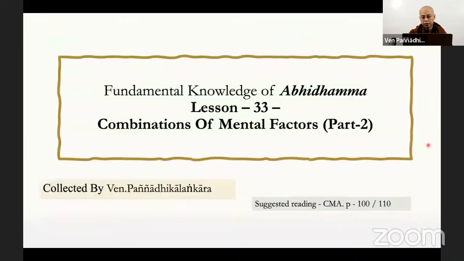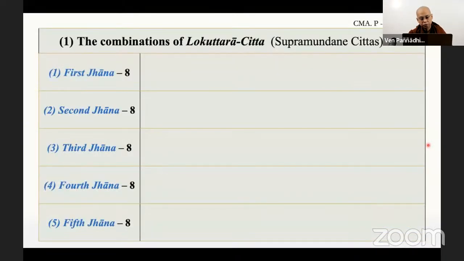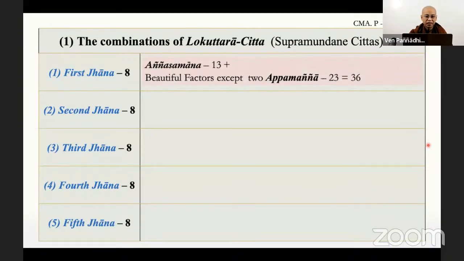So today, as part 2, let's start to count. This is just to know how you remember the principle. We don't need to learn anything new. Okay, so for the first jhana, Annasamana is 13.